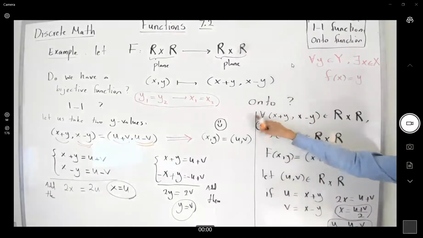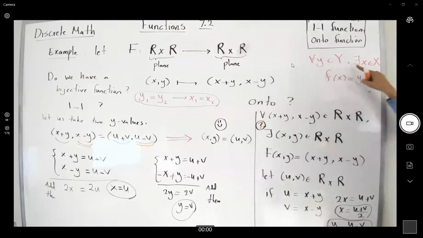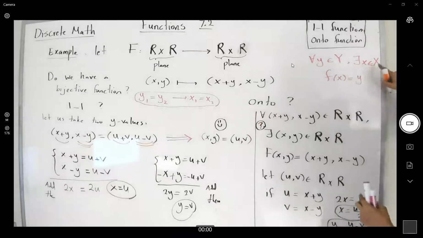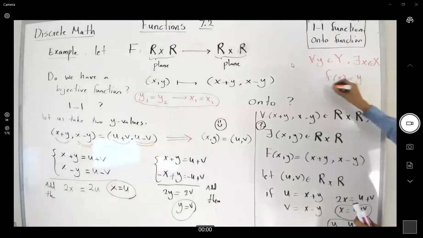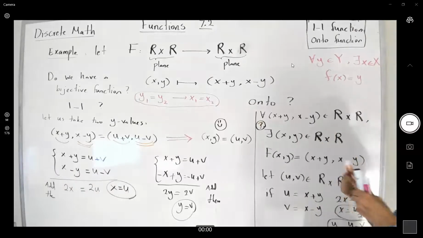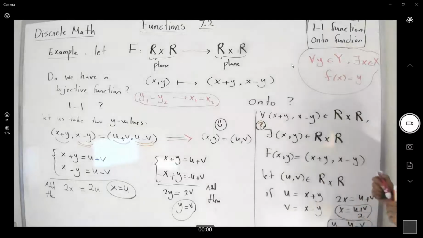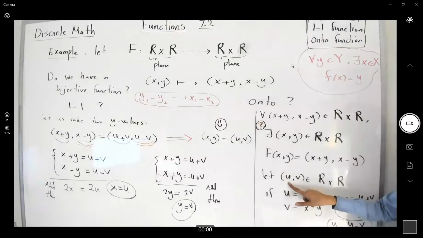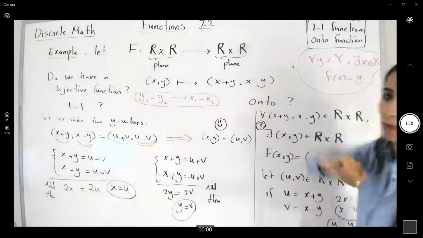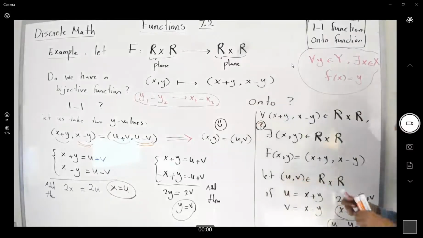For any y value in the codomain, you need to be able to find an x value in the domain such that you have this relation. This is the definition of onto. So let u and v be a random element in the codomain. If you define x to be u plus v divided by 2 and y to be u minus v divided by 2, then you're done. Why is that?